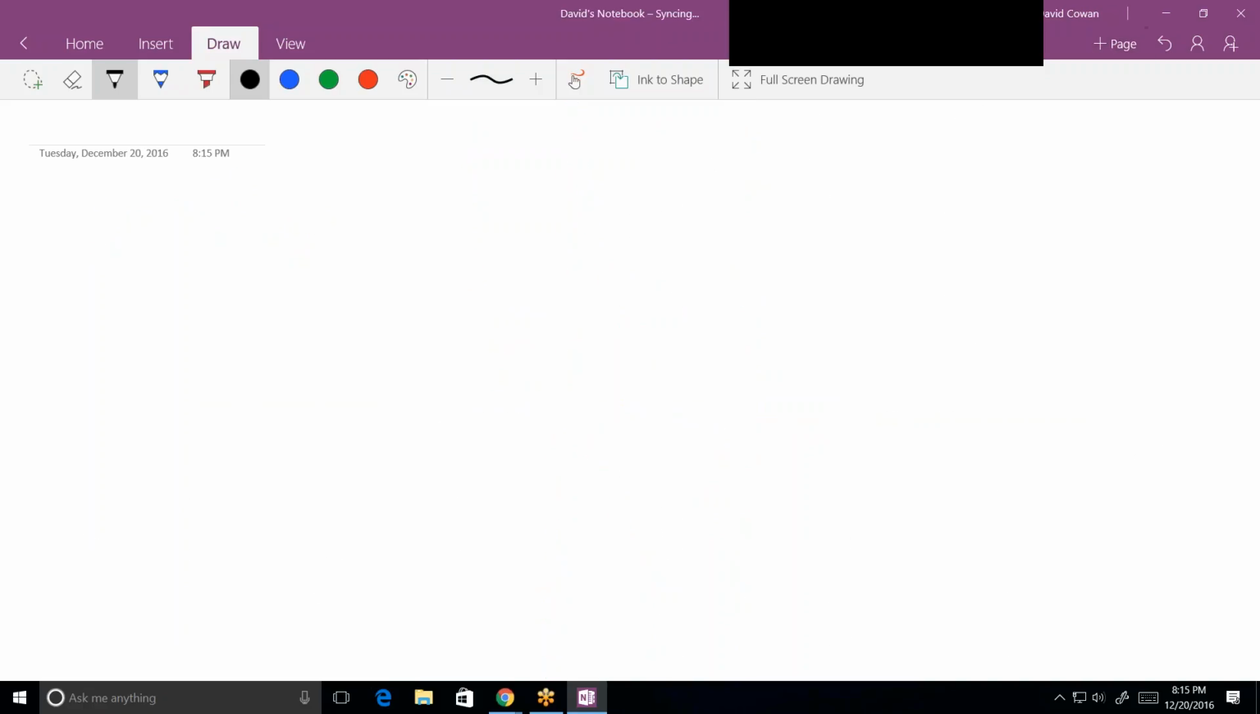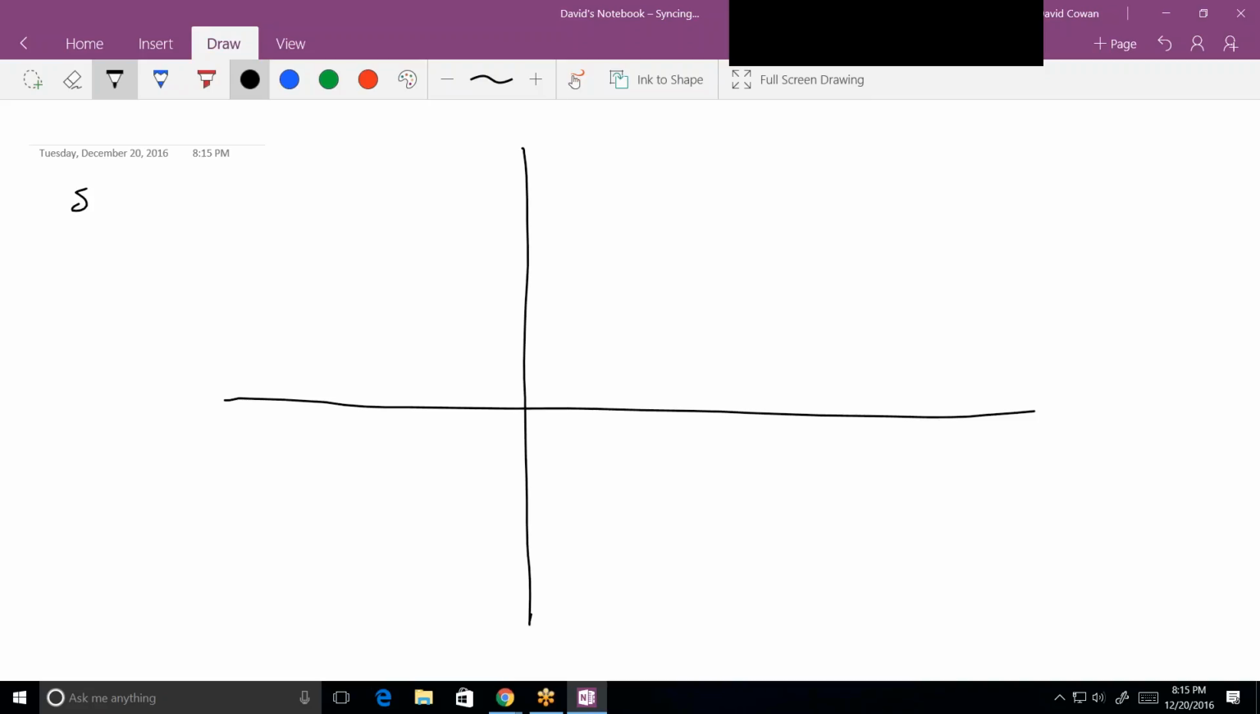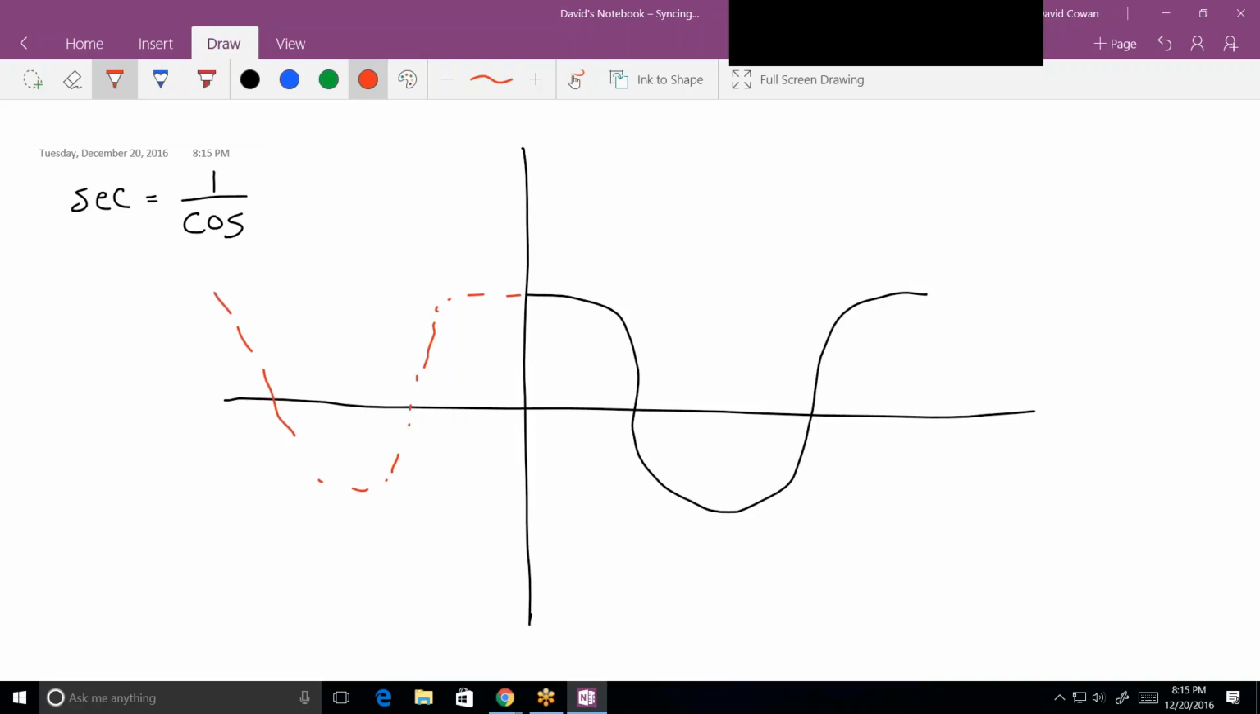Now, let's talk about secant and cosecant. First of all, what is the reciprocal of secant? Cosine. So what that means is if I start with the cosine curve, and I'll even draw at least one more cycle of it to the left.